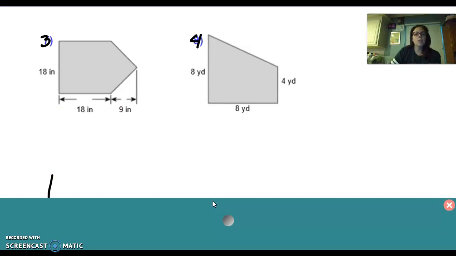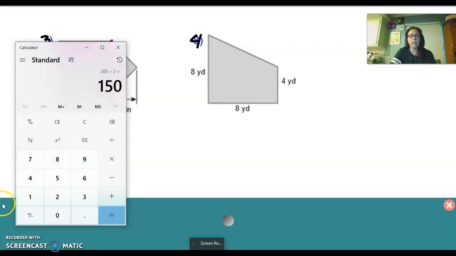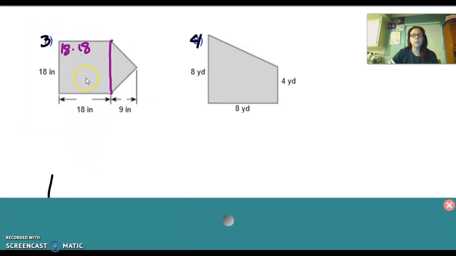Okay, so right here, this is kind of like the arrow one, except there's not things sticking out. So you can see here that, to me, the easiest way, now you could split it here, but then you'd have to split it into triangles and things like that. So let's do a rectangle and a triangle, okay? Or a square and a triangle, actually. So this is going to be 18 times 18, which, let's get our calculator. 18 times 18 equals 324. So that'd be 324 inches squared.